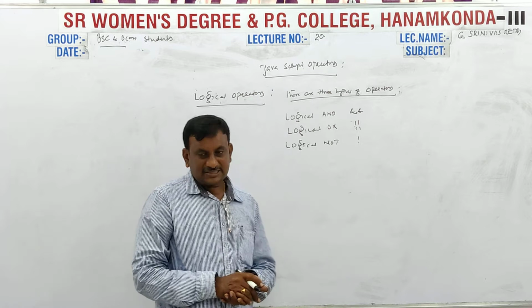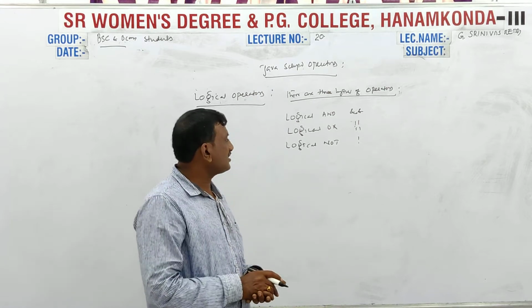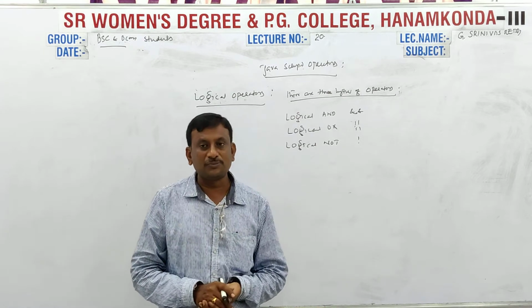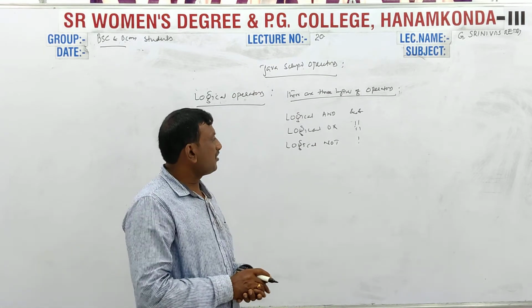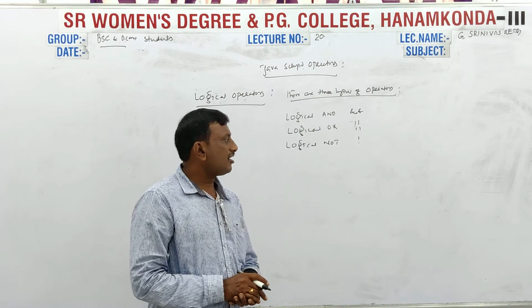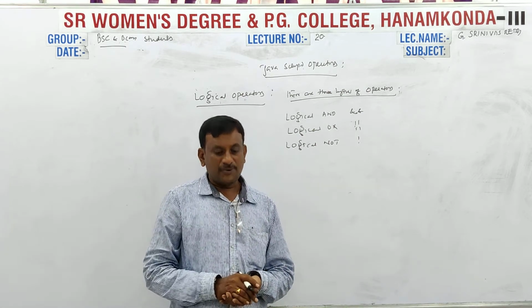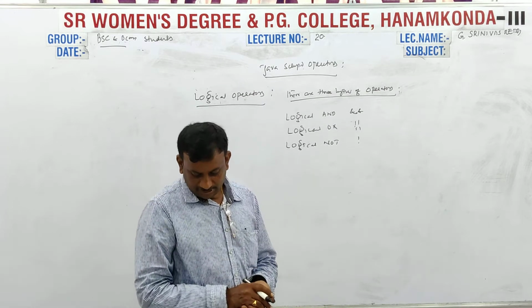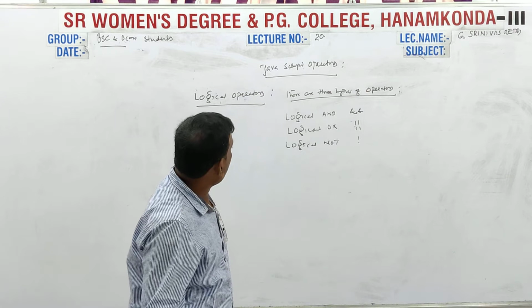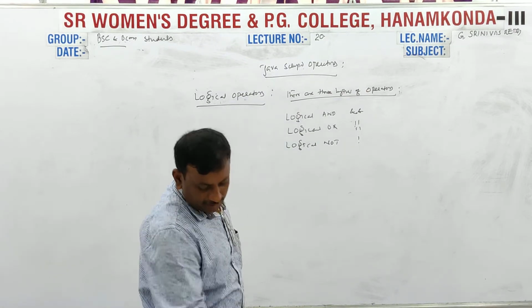Logical OR means that if at least one of the operands or expressions gives a true value, then the logical OR also gives the result true. Logical NOT means negation of the operand. It works with operands and gives a result.